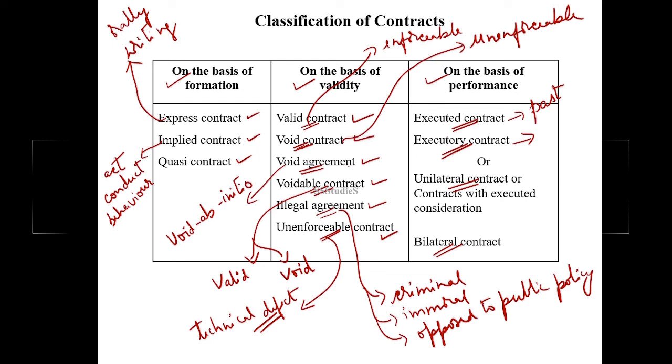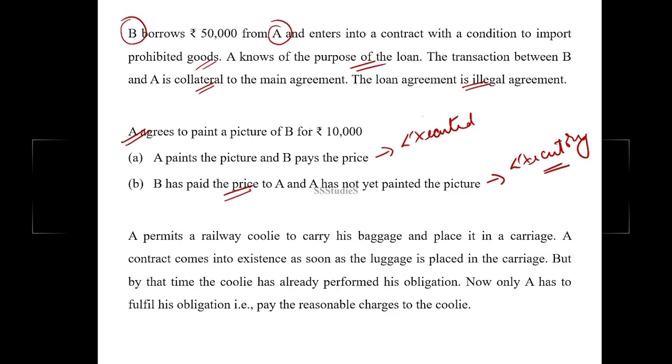In case of a bilateral contract, both the parties are yet to perform their part of the obligation. So the obligations of both the parties are outstanding. For example, A permits a railway coolie to carry his baggage and place it in a carriage. A contract comes into existence as soon as the luggage is placed in the carriage, but by the time the luggage is already placed, the coolie has already performed his part of the obligation. So only one part of the obligation is now remaining, that is A has to pay the reasonable charges to the coolie. In this case, you call the contract either a unilateral contract or an executory contract.